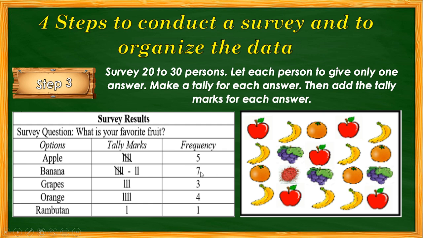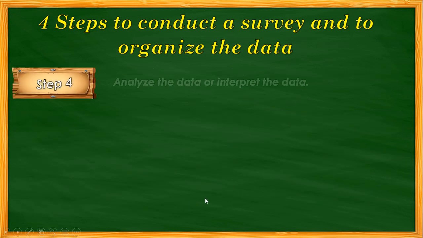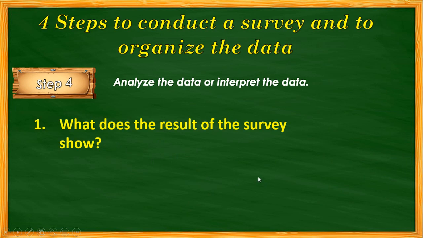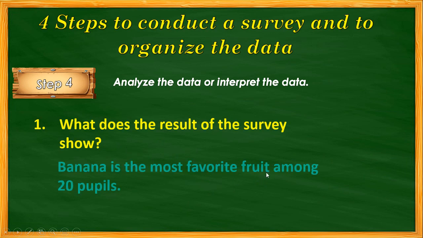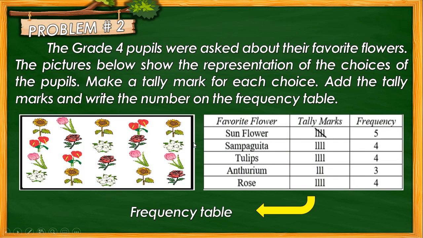Write the frequency numerical value for 7, 3, 4, and then 1. Then, step number 4: analyze or interpret the data. So, what does the result of the survey show? It shows that the banana is the most favorite fruit among 20 pupils. So, that would be the phrases.